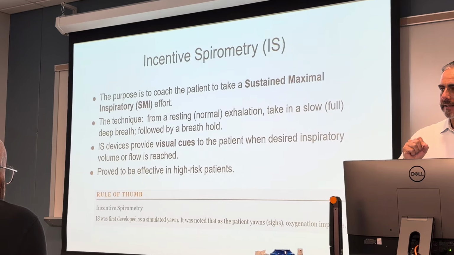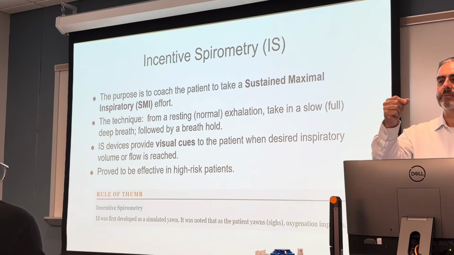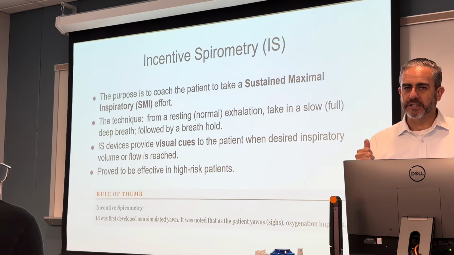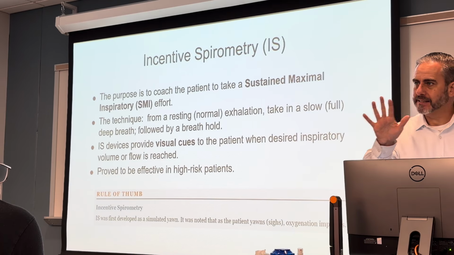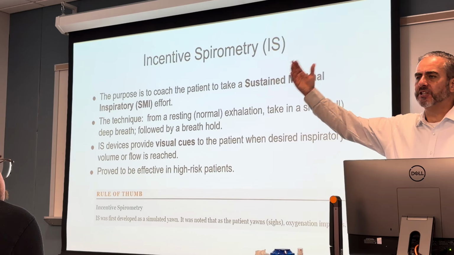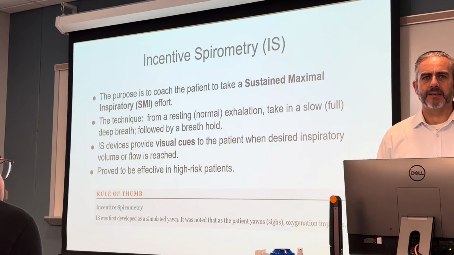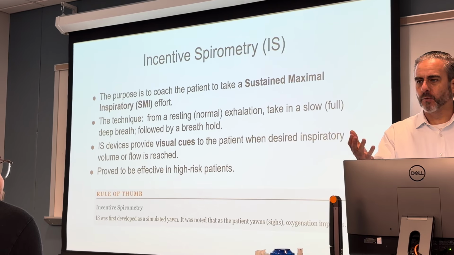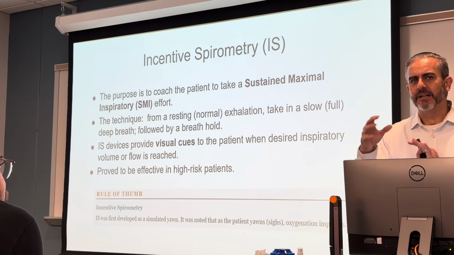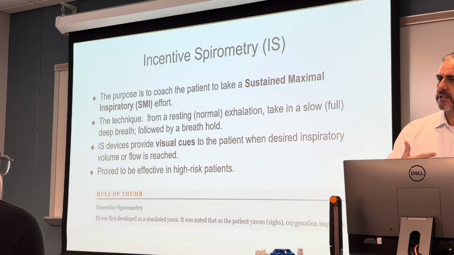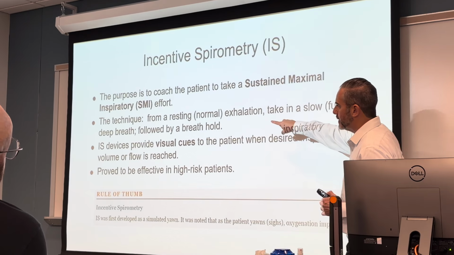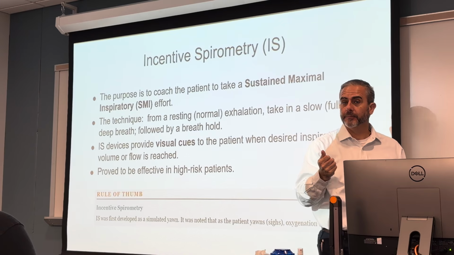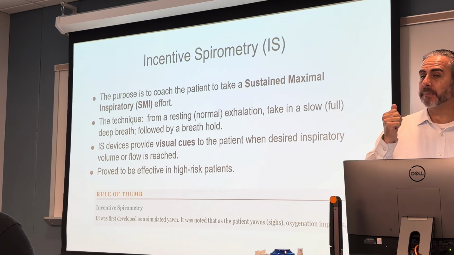The proper technique to do an incentive spirometry maneuver is to have them perform a sustained maximal inspiration. But that SMI is usually something you don't hear mentioned clinically. You could tell a patient that, and they're going to go, okay, what is that? I think I get it, but what is a sustained maximal inspiration? So, this is the technique. The first step is extremely important, and I say this because a lot of people get it wrong.